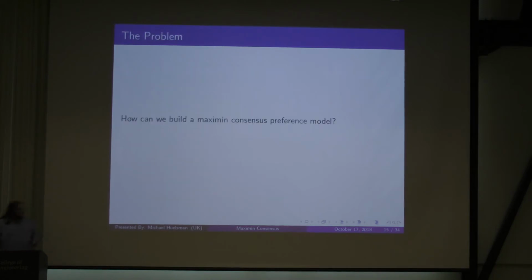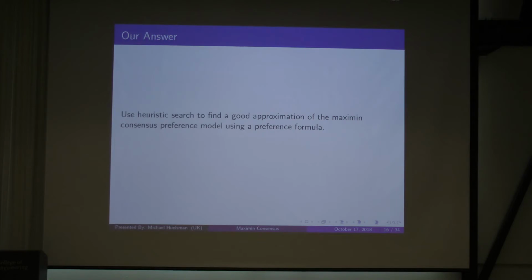So this brings us to the general problem that we're trying to solve, which is how can we build such a maximin consensus preference model? I mean, we could throw darts at the dartboard, but that probably wouldn't get us very far. And our answer is find a good approximation using heuristic search.